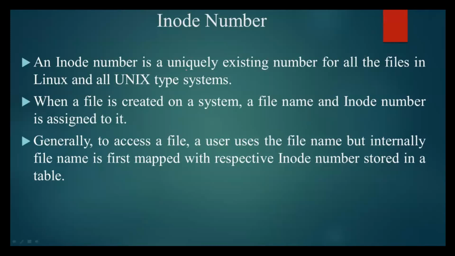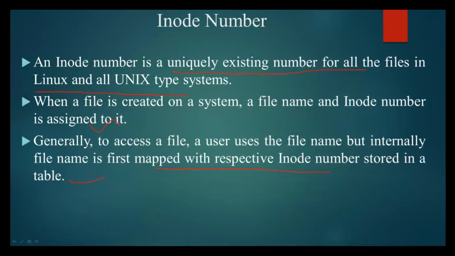The inode number is a uniquely existing number for all the files in Linux and all Unix type systems. When a file is created on a system, a file name and inode number are assigned to it. Generally, to access a file, a user uses the file name, but internally the file name is first mapped with the respective inode number that is stored in the table. This is what I discussed.